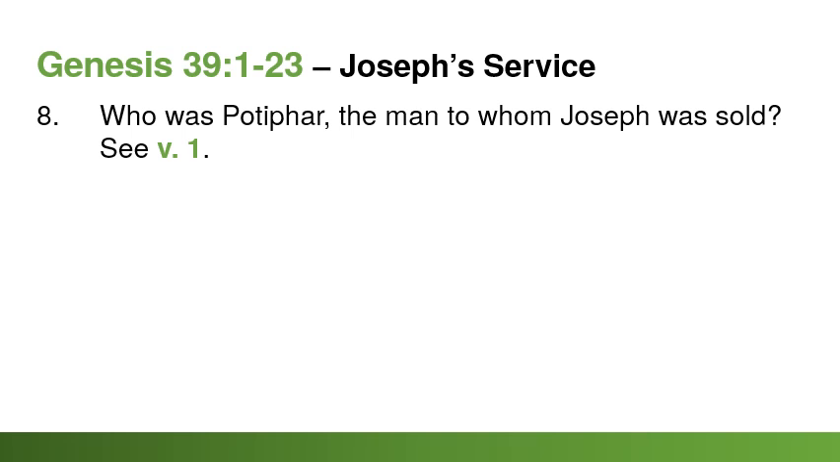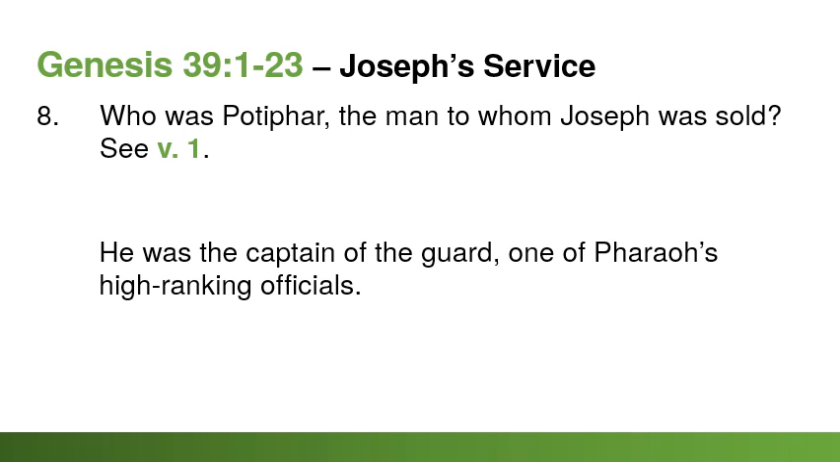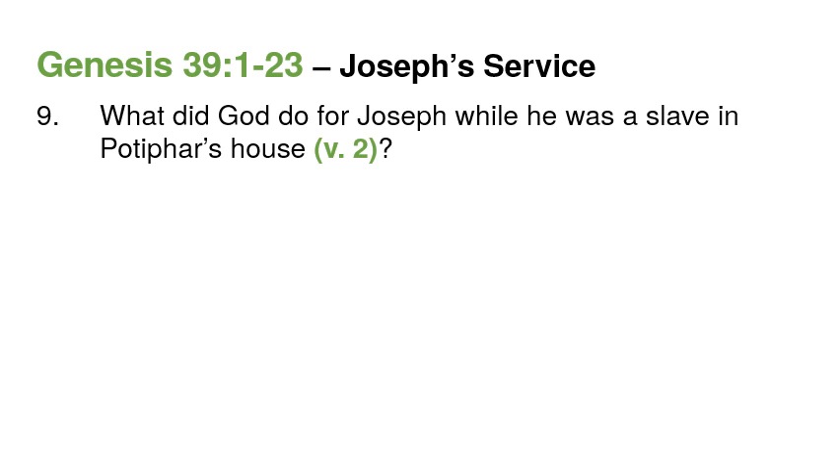Who was this guy Potiphar? He was the captain of the guard, one of Pharaoh's high-ranking officials. So this is an important and powerful guy in Egypt, in charge of security, basically, kind of the police captain, we might say, or the sheriff. All right. Number 9, what did God do for Joseph while he was a slave in Potiphar's house?